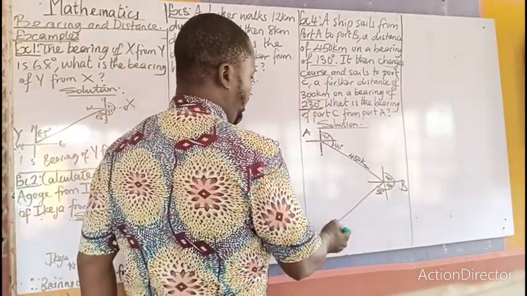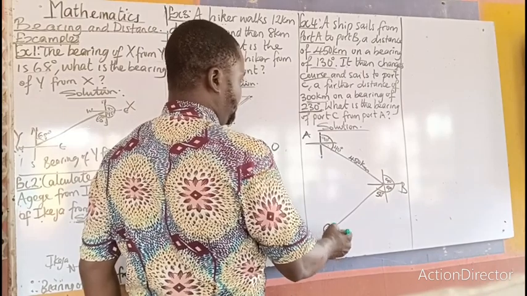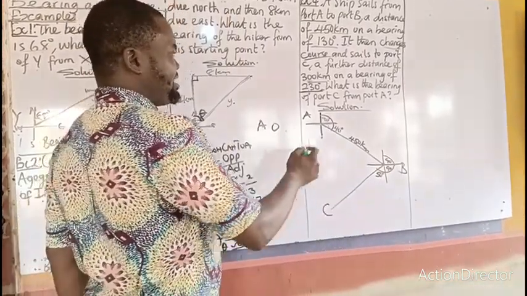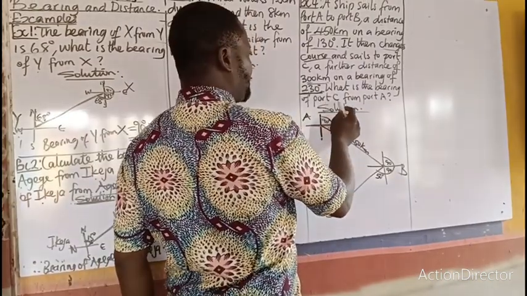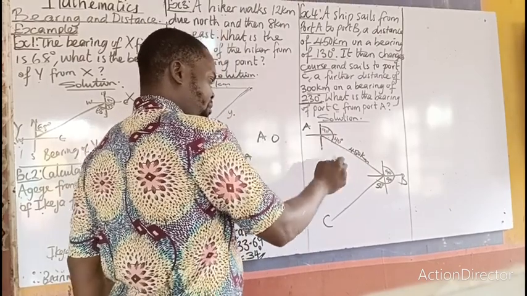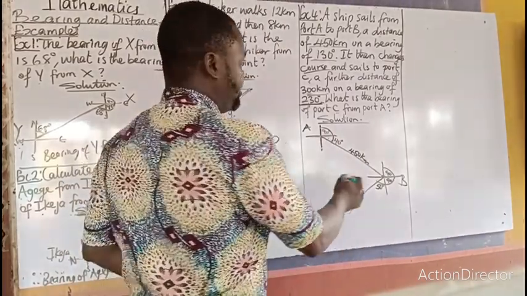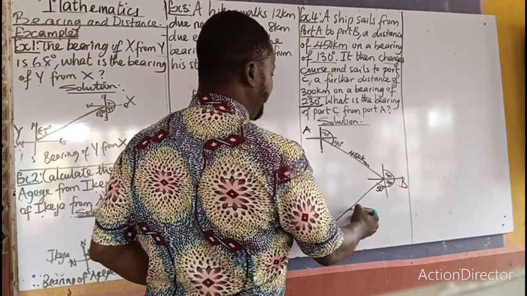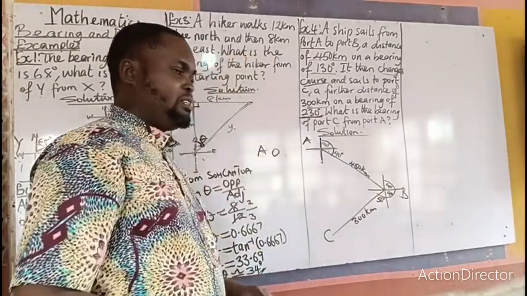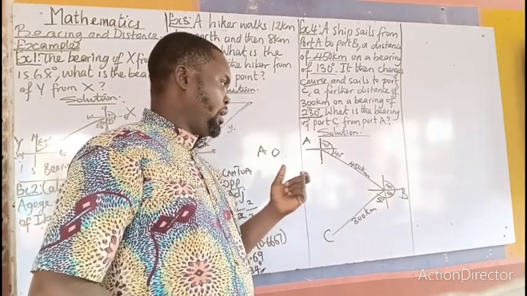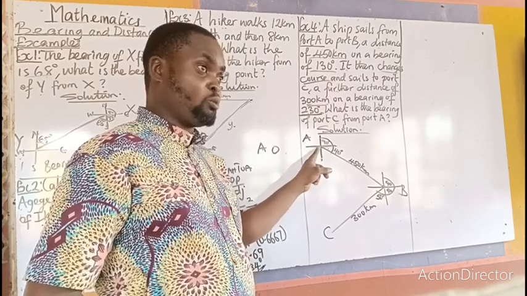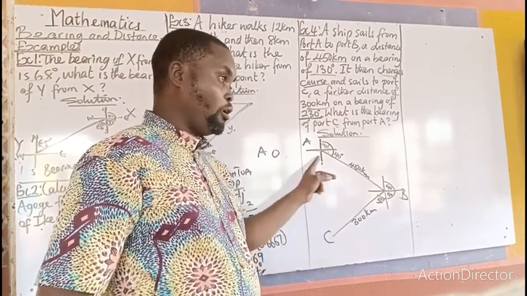Then up to a point C. Are you seeing it? Now, the question says, what is the bearing of port C from A? So we are reading C from A. Now, in this diagram, we've not written the length of this side. We said it is 300 kilometers. Now, in this diagram, there is a problem. We have to join this C to the beginning, because we want to read the bearing of C from A.